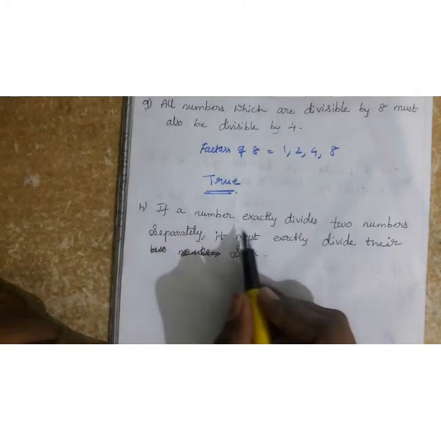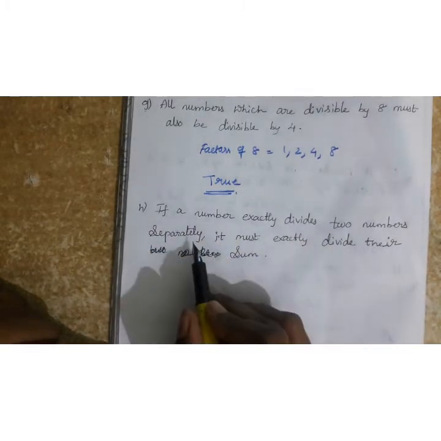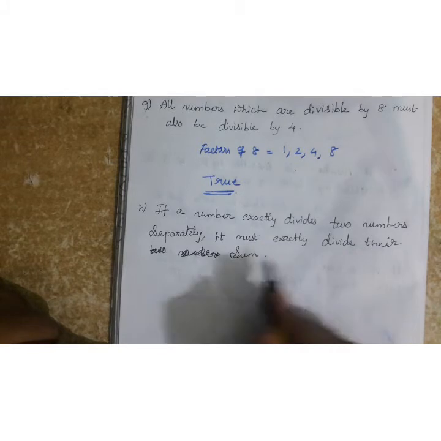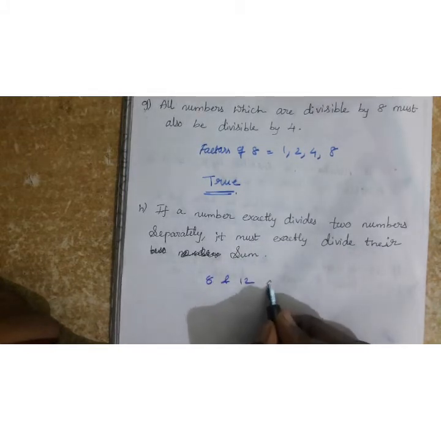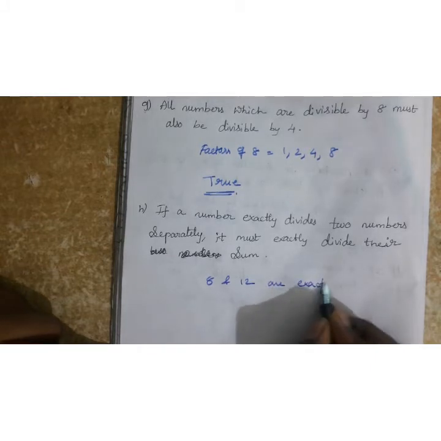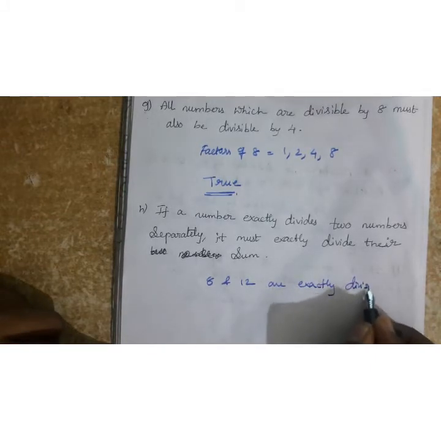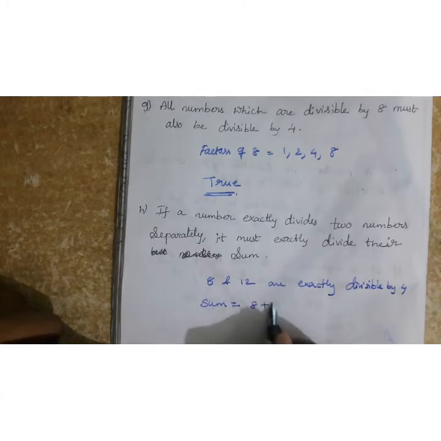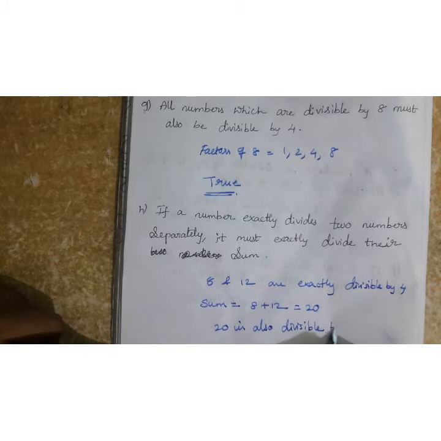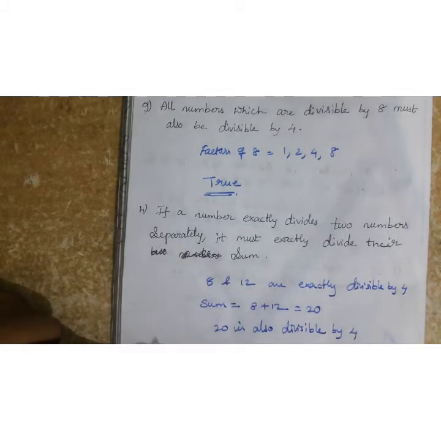H part. If a number exactly divides two numbers separately, it must exactly divide the sum. For example, 8 and 12 are exactly divisible by 4. Their sum is 8 plus 12 equal to 20. 20 is also divisible by 4. So the statement is true.